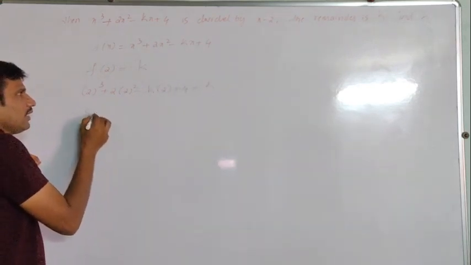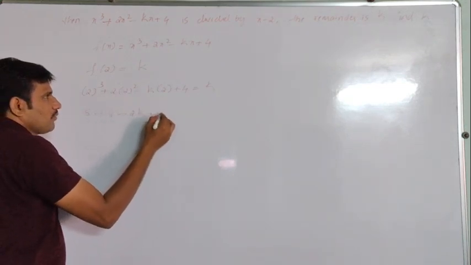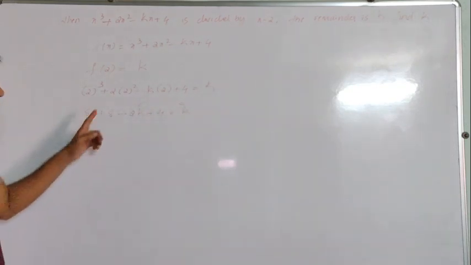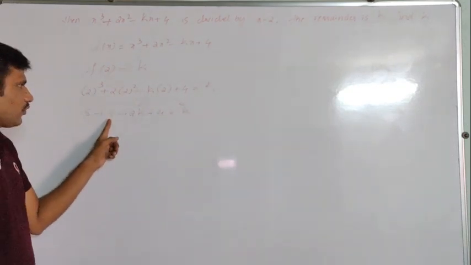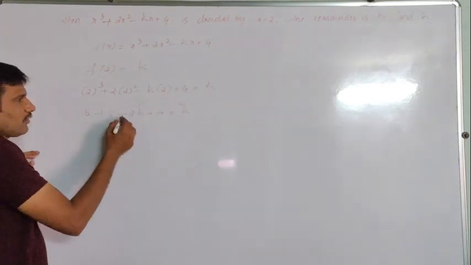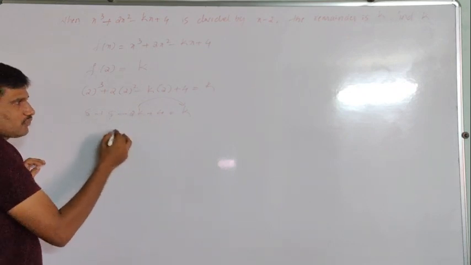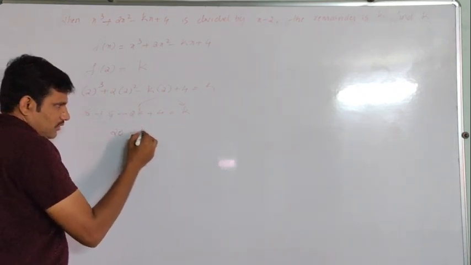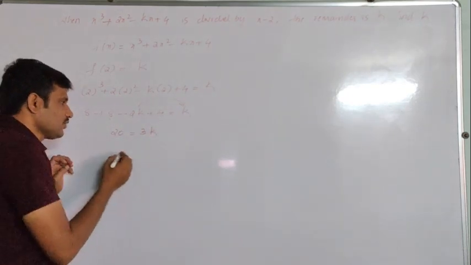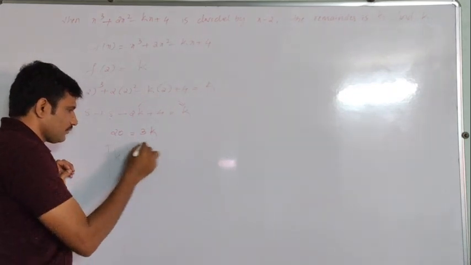So 2 cube is 8, 2 square is 4, 4 twos are 8, minus 2a plus 4 is equal to k. Now 8 plus 8, 16, 16 plus 4, 20 is equal to k plus 2a. So then what is the value of a? a value is 20 by 3.